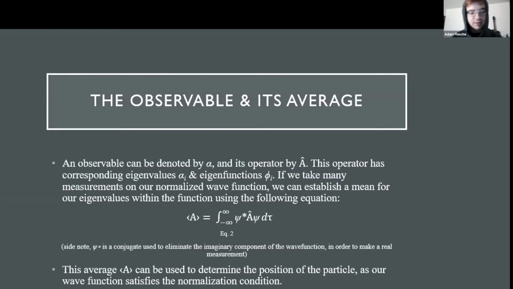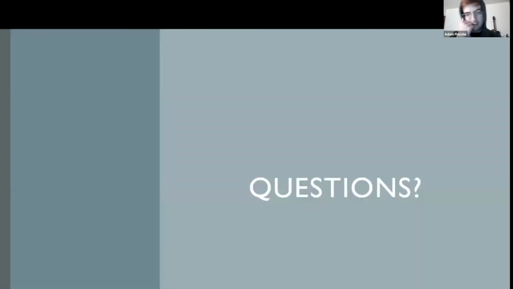I have a side note there. It's basically saying that psi star is a conjugate. It just removes the imaginary component of the wave function. This is necessary when we're making real determinations from our measurements, because we want a real result. We don't want there to be an imaginary component to our real result. This is taken over all of space, and that's what negative infinity to infinity on the integral means, as well as the dt there. That's it. Okay, check if there are any questions in the class.